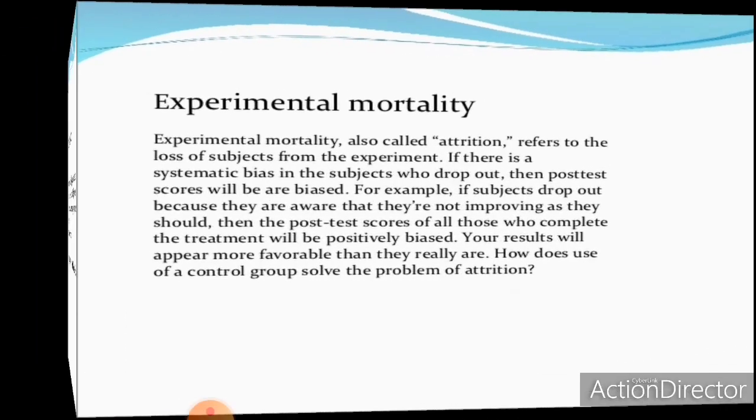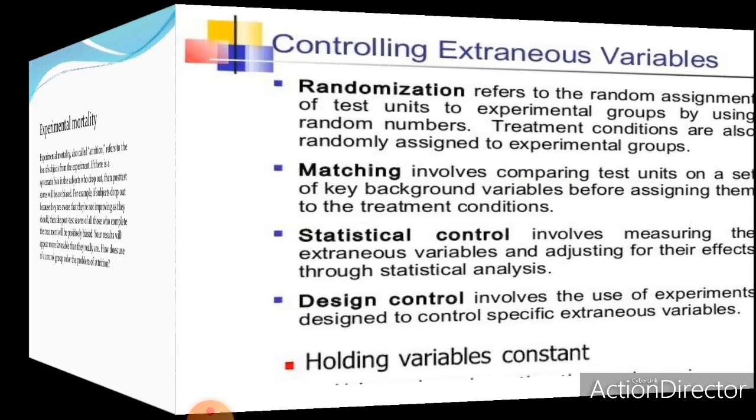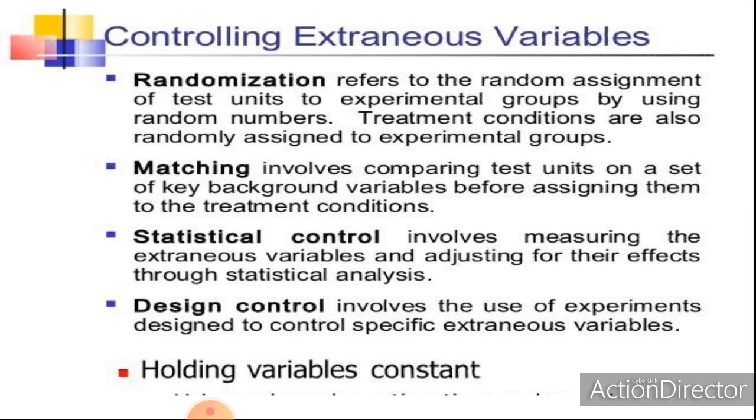Now, next is attrition or experimental mortality. Experimental mortality is also known as attrition. It means the loss of subjects from the experiment, or in other words, the loss of test units while the experiment is in progress. So we can say that if there is a systematic bias in the subjects who drop out, then the post-test scores will be biased.